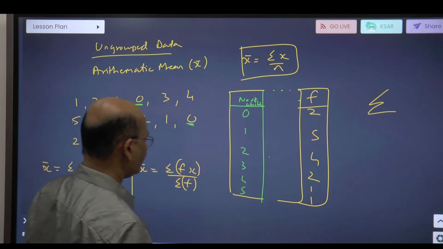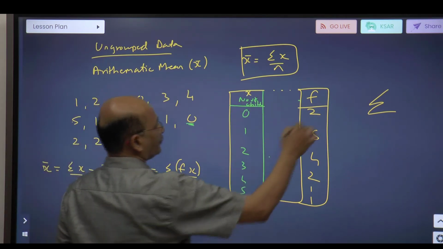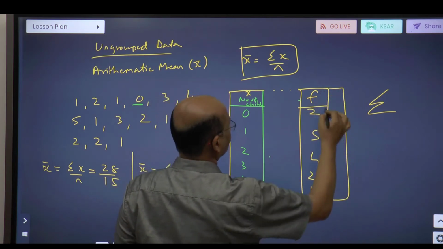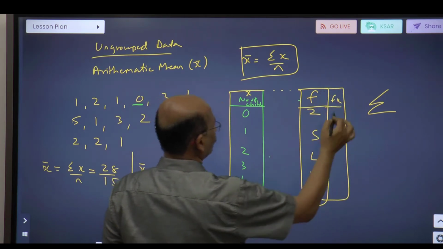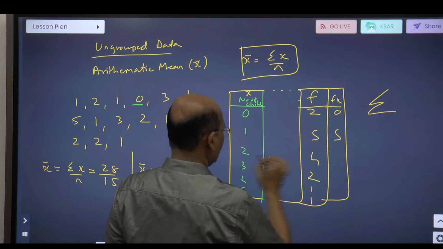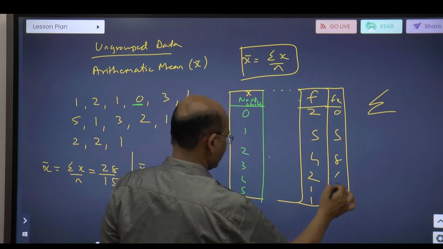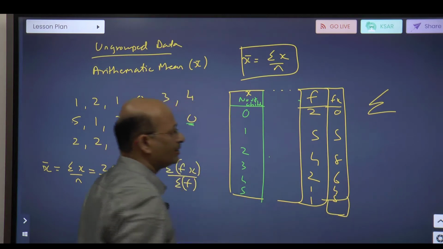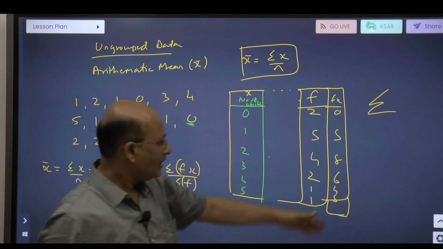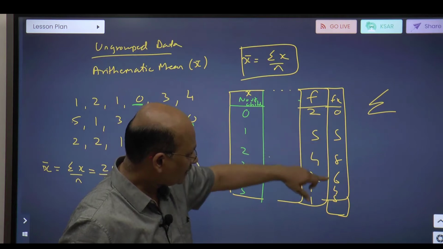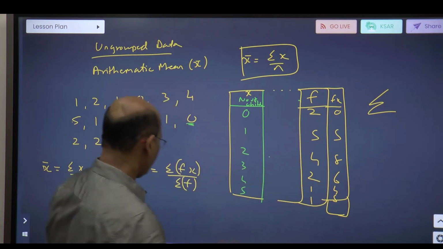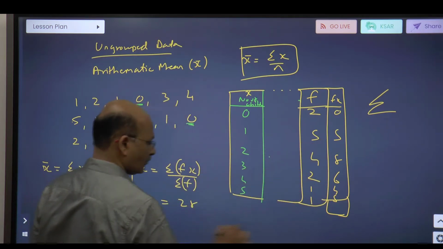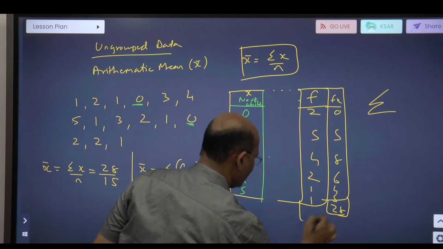Now by the way, what is my x? This is my x here. So what is my fx here? If you see carefully, fx will be 2 times 0 is 0, 5 ones are 5, 4 twos are 8, 3 twos are 6, 4 ones are 4, 5 ones are 5. So what happens here? Sum of fx: 8 plus 5, 13, plus 6, 19, 23, 28. 28 upon the number of families.